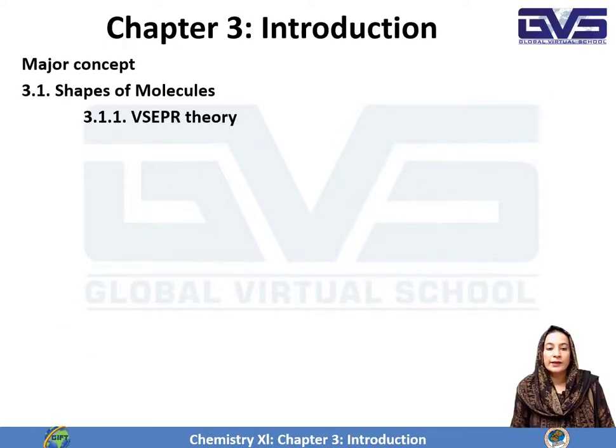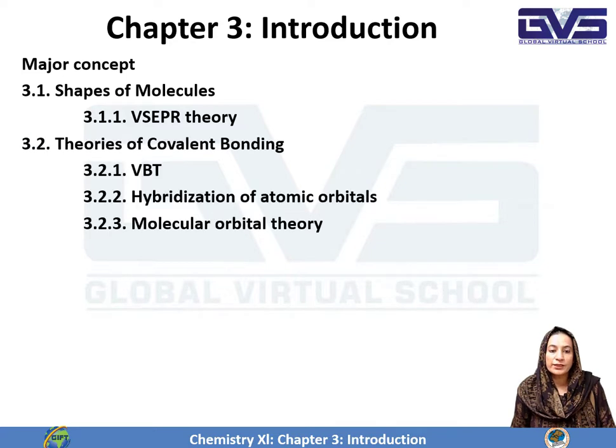Students, first of all, we will discuss the shapes of molecules, and under these shapes of molecules, we have different theories like valence shell electron pair repulsion theory, and some theories from covalent bonding, in which one is the valence bond theory and hybridization of atomic orbitals, and molecular orbital theory. These all theories will discuss the shapes and geometries of the molecules.